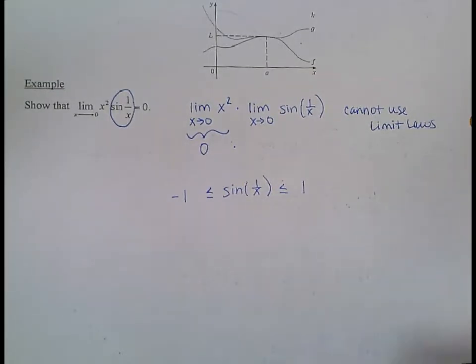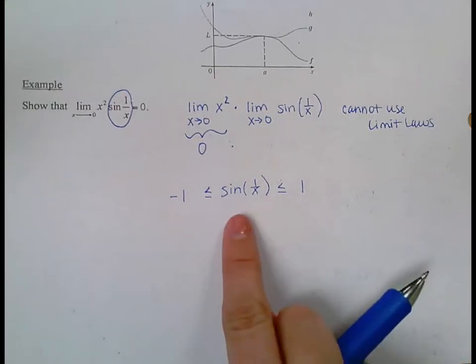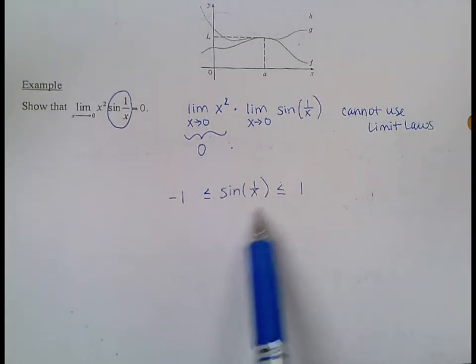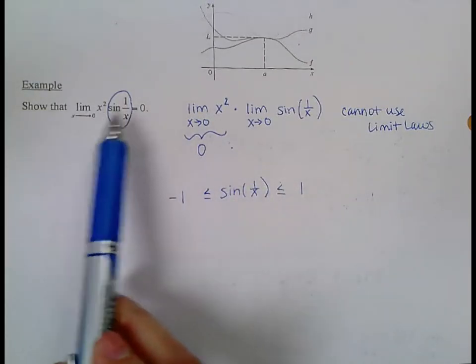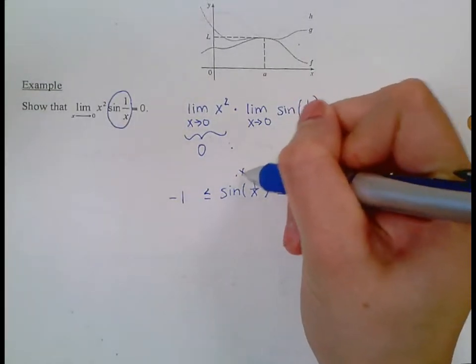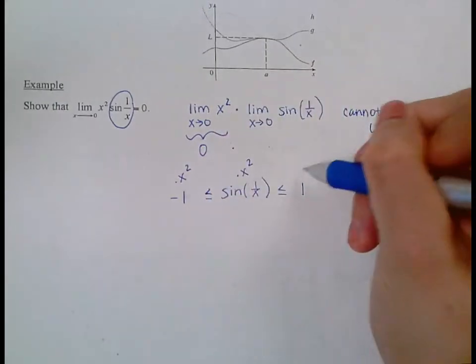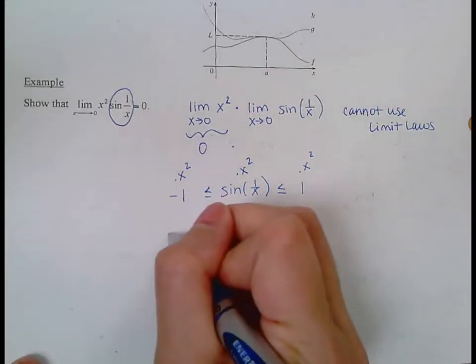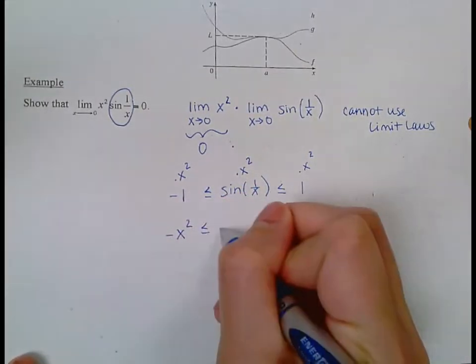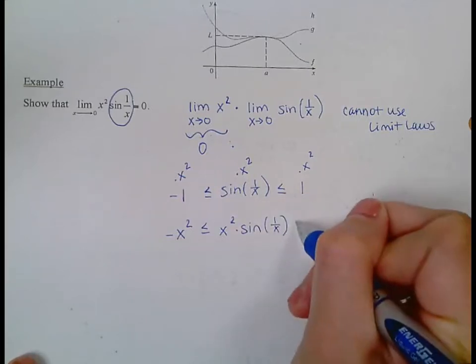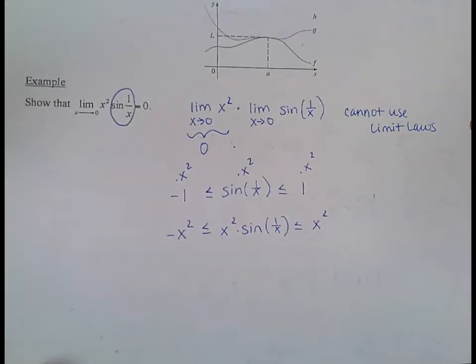So what I'm trying to start out by doing is set this up as having a function that's squeezed in between two other functions. That's where I'm headed to. So now this isn't the function I'm trying to find the limit of. I'm trying to find the limit of x squared times sine of 1 over x. So then I can just multiply everything by x squared. So then I would get negative x squared is less than or equal to x squared times sine of 1 over x is less than or equal to positive x squared.